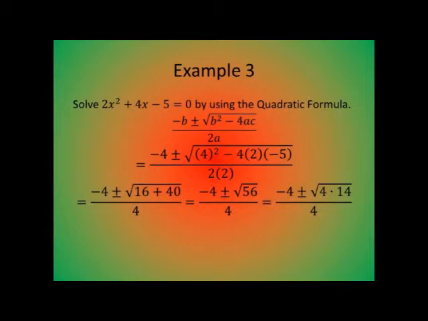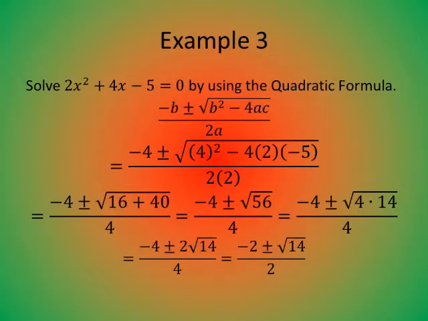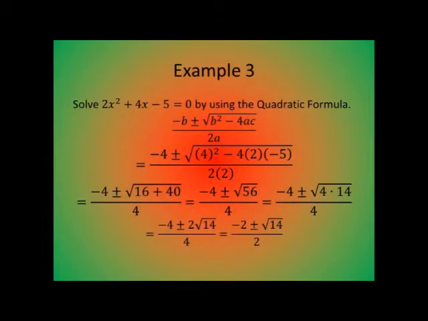Now with this, 56 is not a perfect square. Now it has a perfect square within it, which is 4. So we can take the square root of 4 and give us 2. So I can factor that out to give me negative 4 plus or minus 2, the square root of 14 all over 4, or negative 2 plus or minus the square root of 14 all over 2.